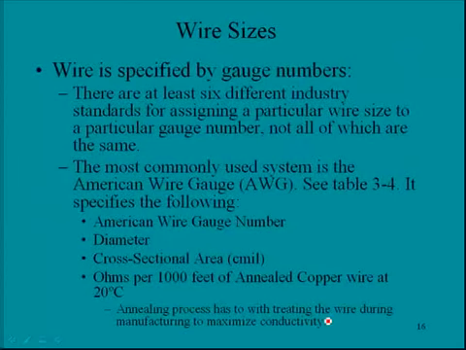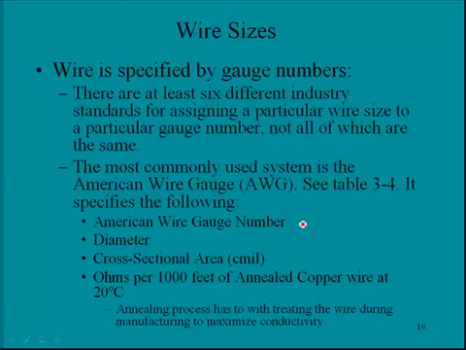Wire is specified by gauge numbers. There are at least 6 different industry standards for assigning a particular wire size to a particular gauge number, not all of which are the same. The most commonly used system is the American Wire Gauge, AWG, and we have Table 3-4 in your text that shows the American Wire Gauge table.